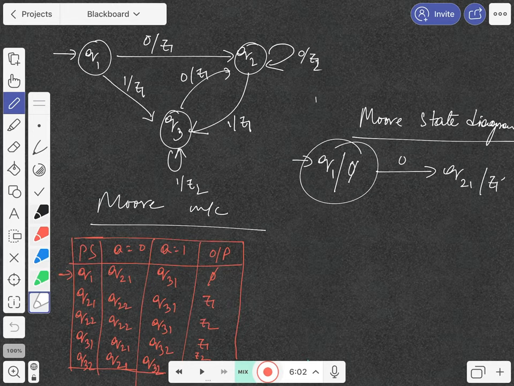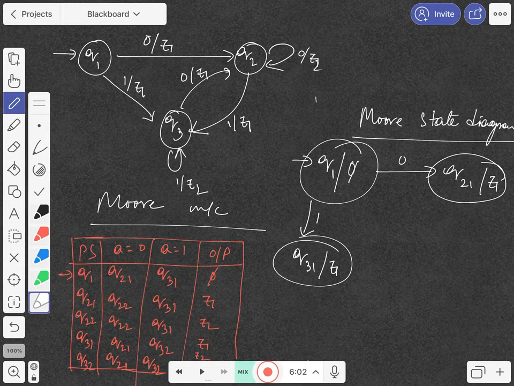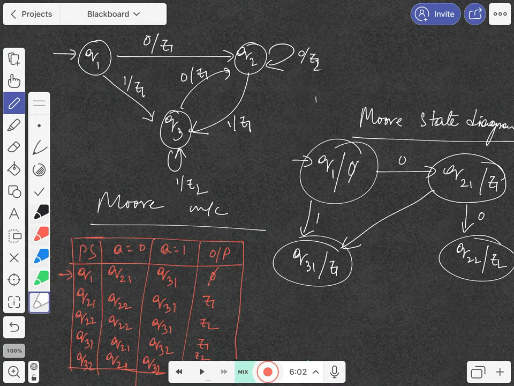That is Z1. Now if I give the input 1, it is transiting to Q31, and what is the output of Q31? That is Z1. Now at Q21, if I give the input 0, it is going to Q22, and what is the output? Z2. And if I give the input 1, then it is going to Q31 with output Z1. Now at Q22, if I give the input 0, it is going to Q22 only, and if I give 1, it is going to Q31.